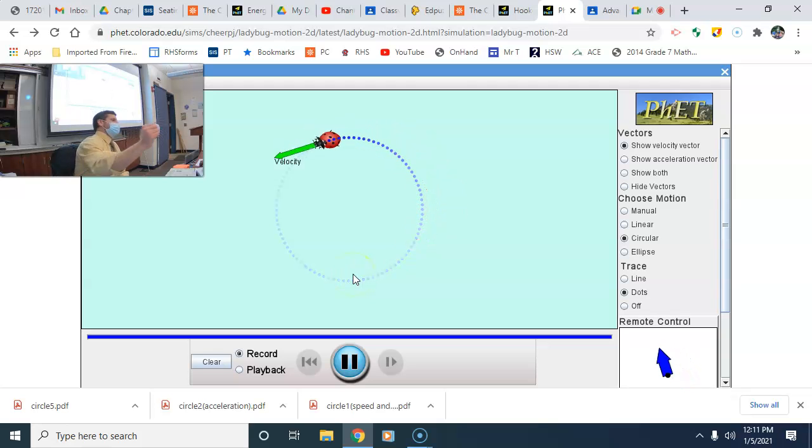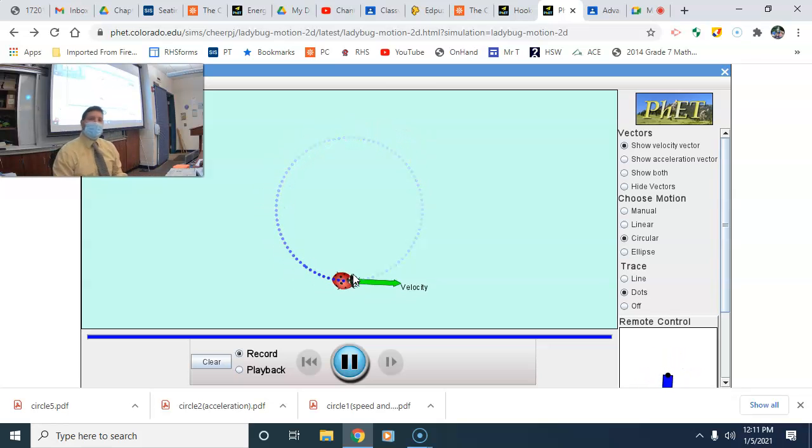Not for the first 2 basic reasons. It's not speeding up, it's not slowing down. It could be, but it's not. But it's clearly changing direction. And the definition way back when of acceleration was change in velocity over time. So we already identified velocity was changing due to direction, therefore acceleration has to be.